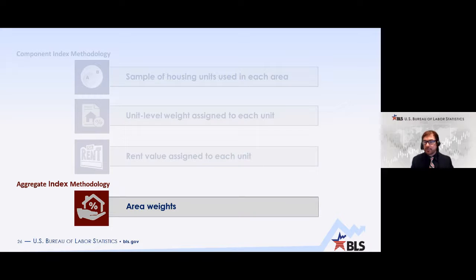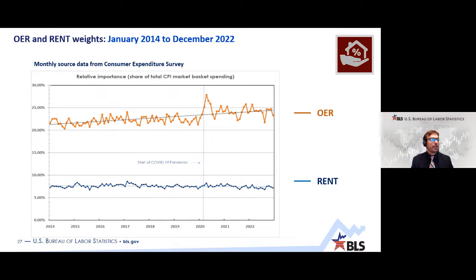Okay, finally, I'm running close on time, so I'll talk about the area weights. This is the second level spending data, the aggregation weights that we use across areas to publish our US city average indexes. What I'm showing here at the top is the underlying source data from CE monthly since 2014, used to compute the owner's equivalent rent index weights.